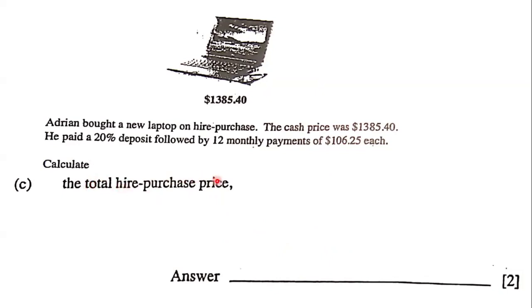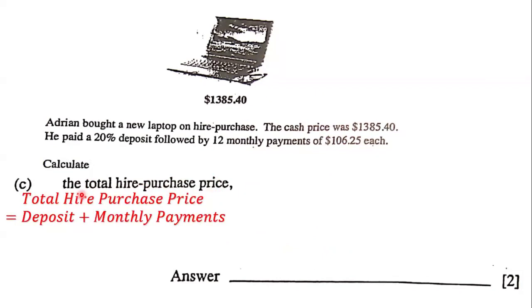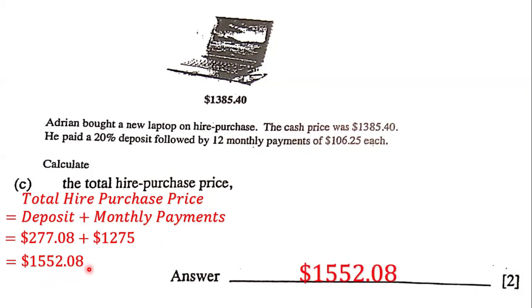Next, our goal is to calculate the total hire purchase price. Now, in order for us to calculate the total hire purchase price, what we have to do is determine what the deposit is, and add that to the monthly payments. Now, the deposit is $277.08, which we saw earlier, and the total monthly payments is $1,275, which we saw earlier as well. And so when we add those two together, we get $1,552.08. And that's going to be the total hire purchase price. And that's the answer for this question.